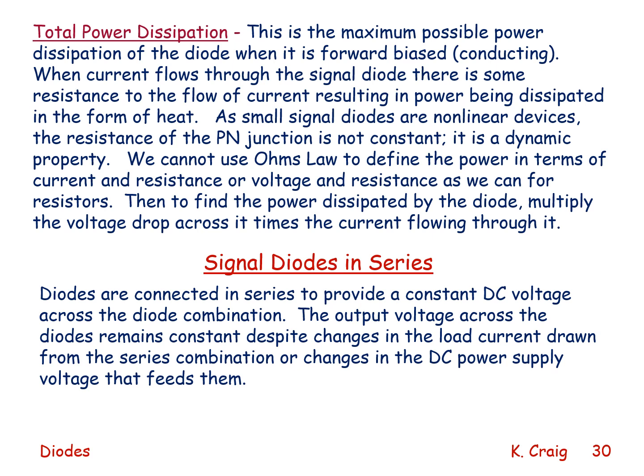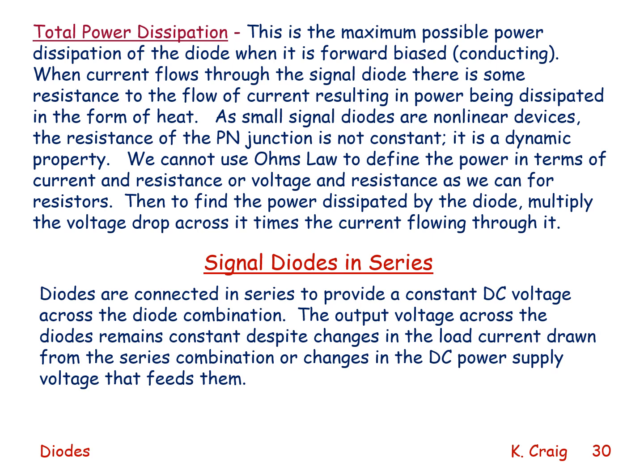Total power dissipation. This is the maximum possible power dissipation of the diode when it is forward biased, that is, conducting. When current flows through the signal diode, there is some resistance to the flow of current, resulting in power being dissipated in the form of heat.